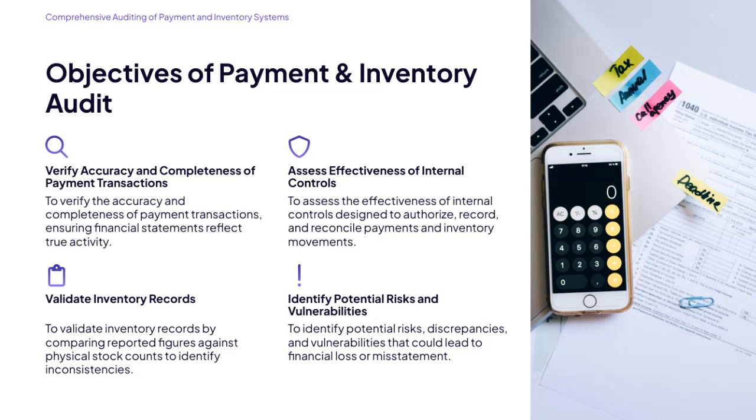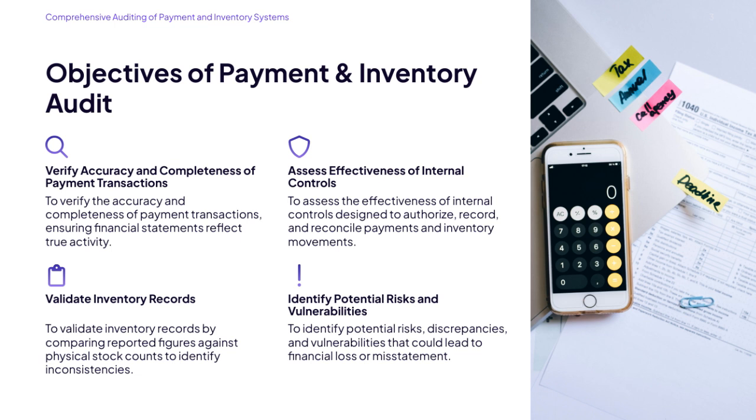Our first objective is to verify the accuracy and completeness of payment transactions. This means making sure that all payments are recorded correctly and fully, so that the financial statements truly reflect what has happened. Next, we assess the effectiveness of internal controls. These controls are essential for authorizing, documenting, and reconciling payments and inventory changes, helping to prevent errors or fraud.